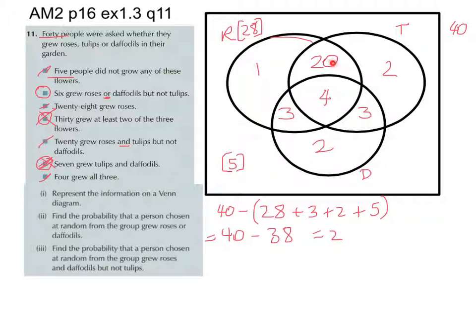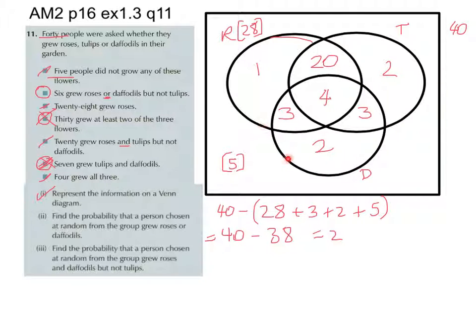So we filled in all of the 8 sections of the Venn diagram, so we've done the first part and represented all the information properly. We want to find now the probability that a person chosen at random from the group grew roses or daffodils. So an or is union, so it's roses or daffodils. This is in all of this section here. So all we need to say to ourselves is add up these 6 sections, which comes to 33.